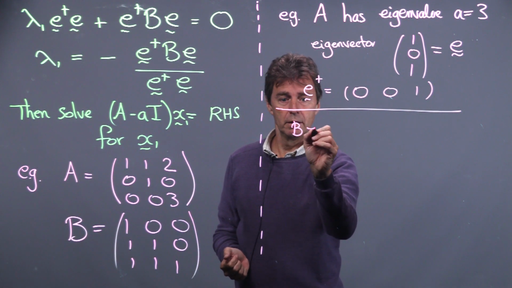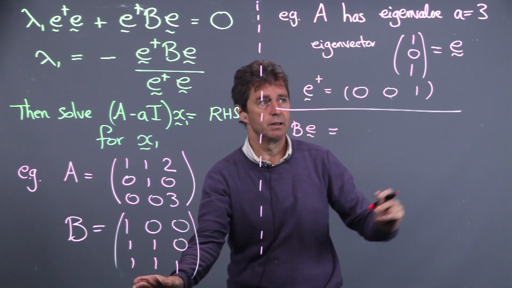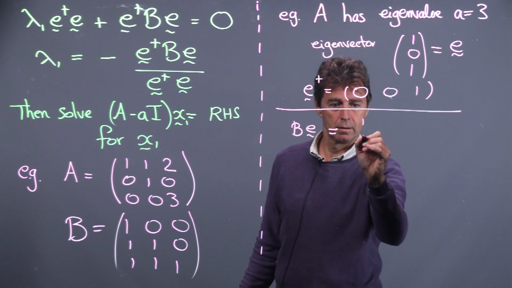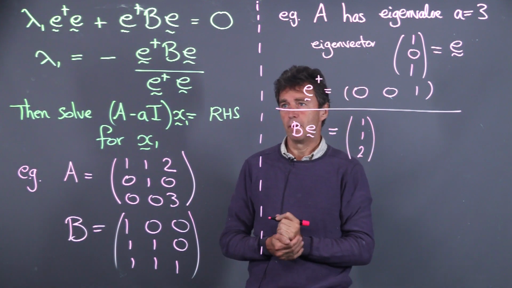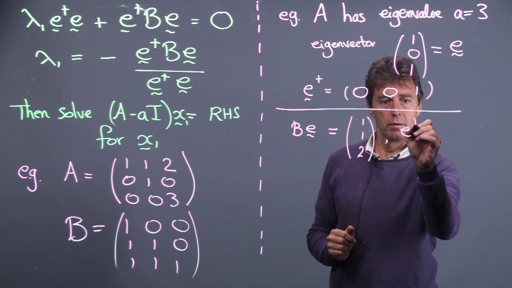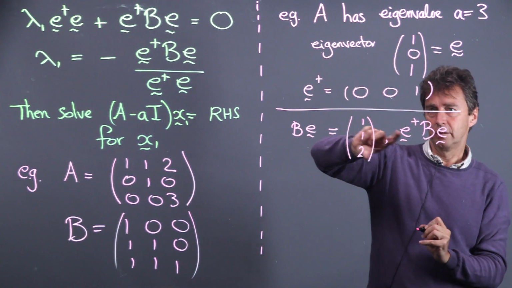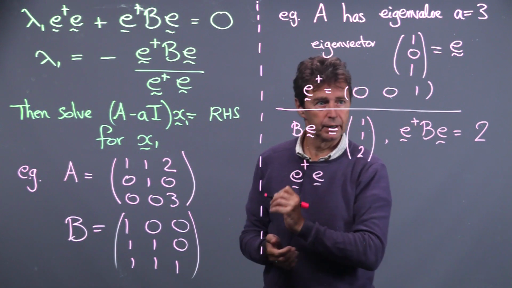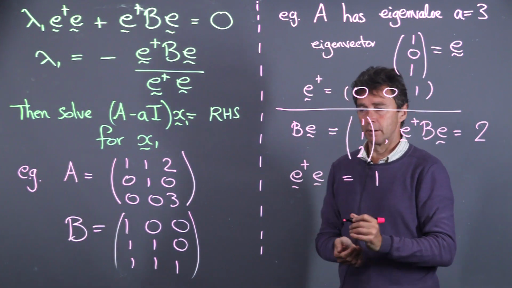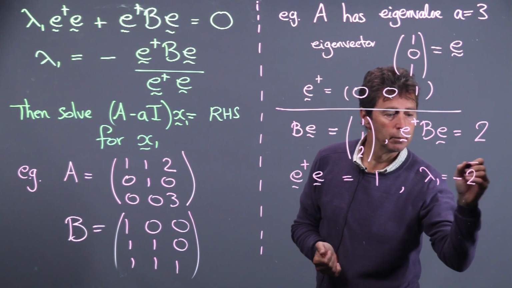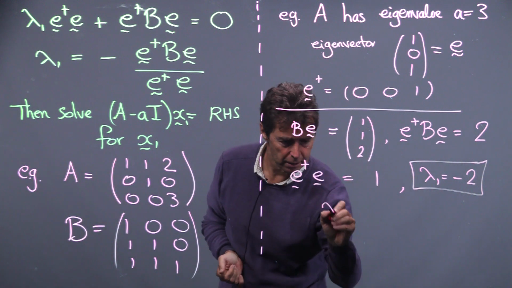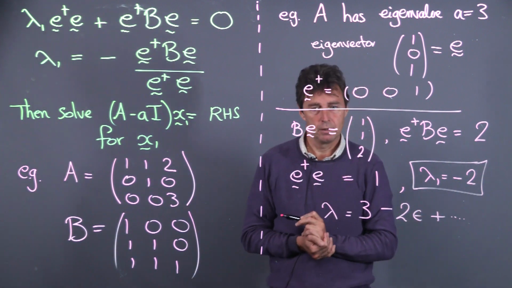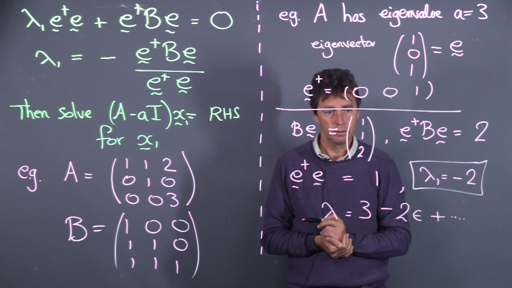So I have BE, that's this bit, that's just this times this, which is 1, 1, 2. Now I need to then multiply by this object, this row eigenvector. So that's going to pick out 2. Now also I need the denominator here, that's just the product of E dagger and E, which is 1. So in other words, lambda 1 is minus 2. So that's the eigenvalue correction. What that means is that lambda is equal to 3 minus 2 epsilon, and stuff we'd have to go on to higher order in order to calculate. So that's what we've got so far.